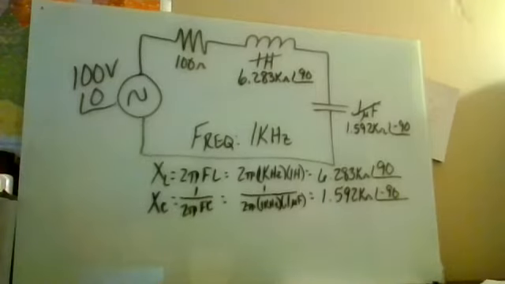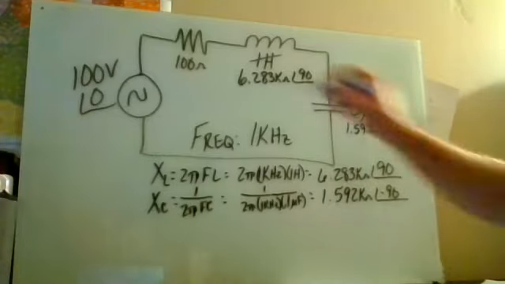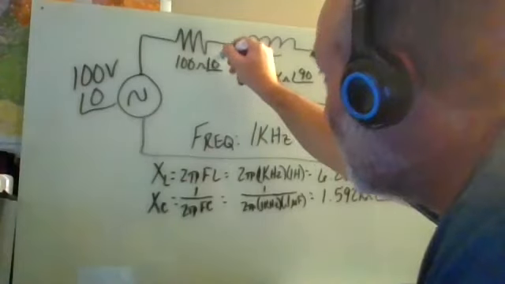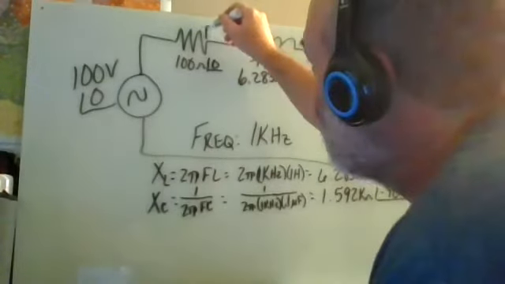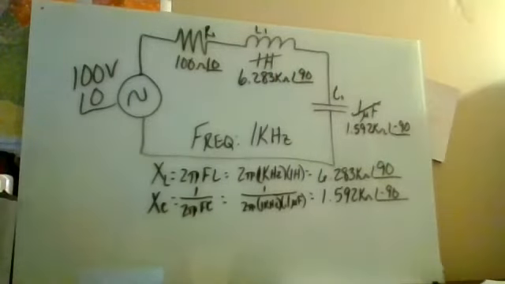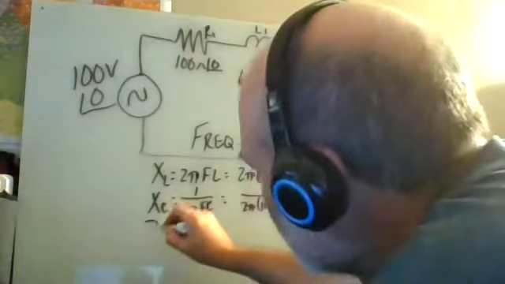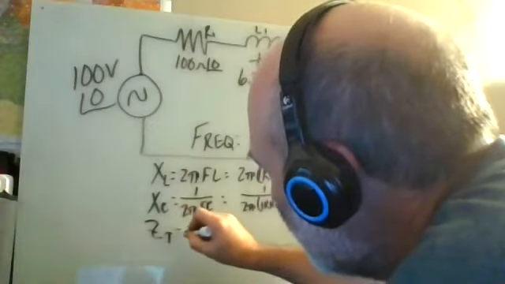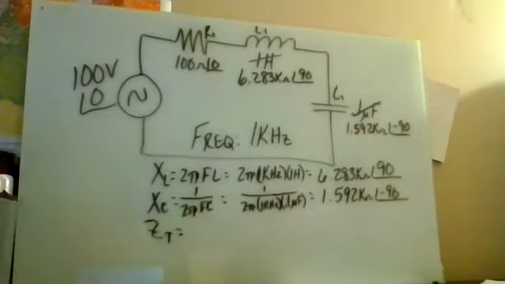So step three tells me ensure everything has an angle on it. Well, my voltage has an angle on it, but my resistor doesn't. Resistors are always at an angle of zero. So R1, L1, and C1. Okay. So my next step tells me to find Z total. Well, for Z total, I'm just going to add all of them up with the angles.